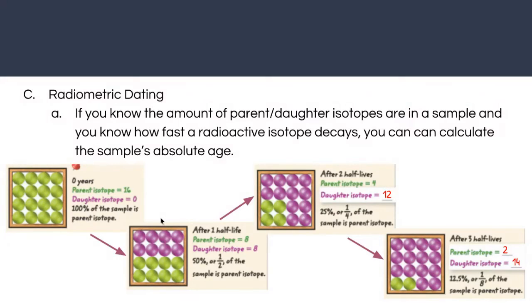So you can see by looking at the ratios, I have 100% radioactive here, then 1/2 is radioactive here, then 1/4 is radioactive here, and 1/8 is radioactive. So it keeps getting cut in half after every single half-life.